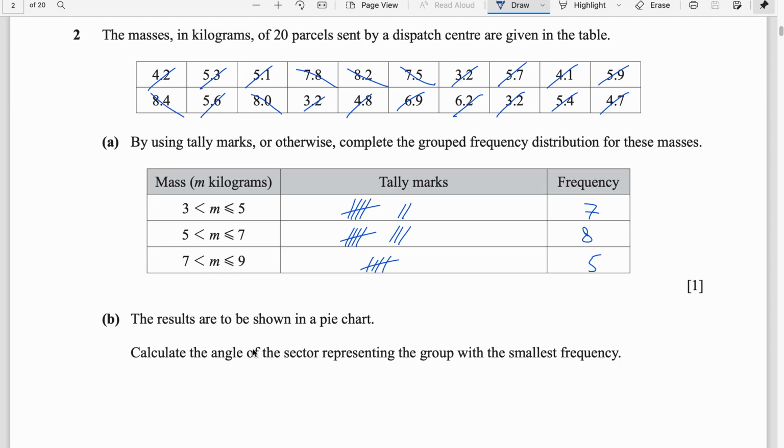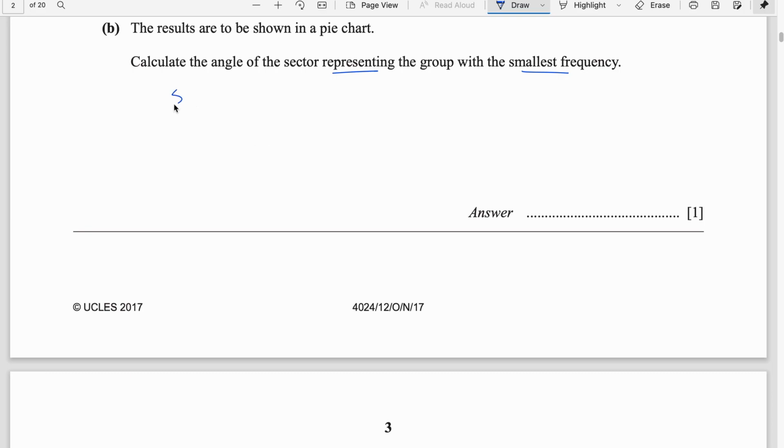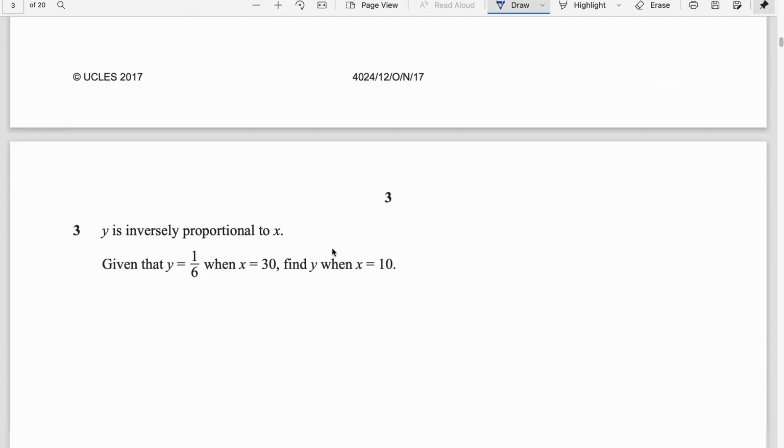5. The results are to be shown in a pie chart. Calculate the angle of the sector representing the group with the smallest frequency. So it is 5 out of 20. So 5 out of 20 of 360: 5 1 times, 5 4 times, 4 1 time, 4 90 times. So 90 degrees.